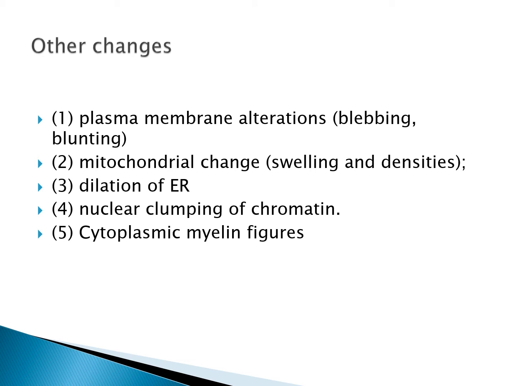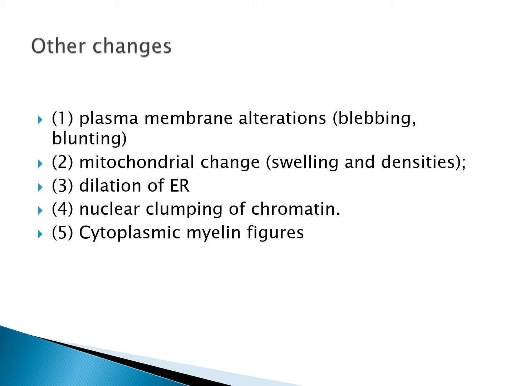Mitochondrial changes characterized by swelling of the mitochondria or appearance of black densities or dark densities of damaged phospholipids inside the mitochondria. Also, the endoplasmic reticulum is swollen and dilated. The nuclear material, the chromatin in the nucleus, is clumped. We call it nuclear clumping. And we have also appearance of the cytoplasmic myelin figures derived from the damaged phospholipids from the cell membranes and organelle membranes. So the nucleus is still there, the membrane is intact.